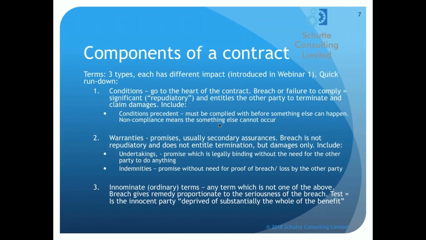And then finally, the third type of contract term is a slightly strange description, innominate terms. I like to call them ordinary terms. Basically, it's any contract term which is not a condition and not a warranty. The breach of an ordinary or an innominate term gives a remedy to the innocent party which is proportionate to the seriousness of the breach. And that is fair in the circumstances. The legal test, which you might be interested to know, is whether the innocent party has been deprived of substantially the whole of the benefit of that term.